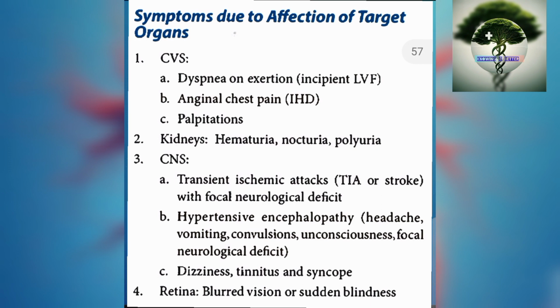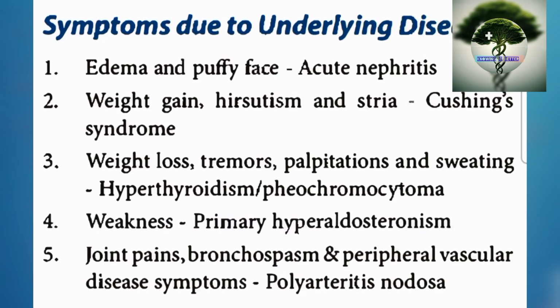Symptoms due to underlying diseases. For example, in case of acute nephritis, we will get edema and swelling over the face. In case of Cushing syndrome, we can get weight gain, hirsutism and striae. In case of hyperthyroidism or pheochromocytoma, we will get weight loss, tremors, palpitations and sweating. In case of primary hyperaldosteronism, weakness is a predominant symptom. Joint pain, bronchospasm and peripheral vascular disease symptoms may be seen in polyarteritis nodosa.